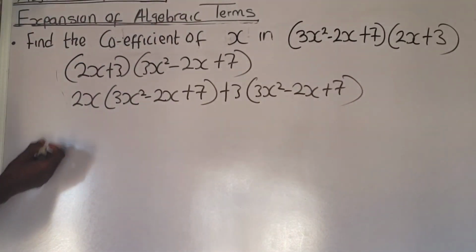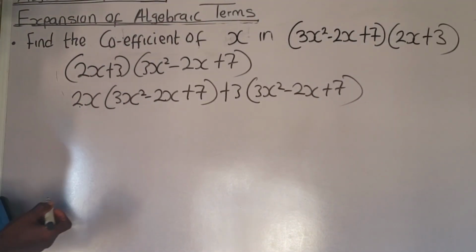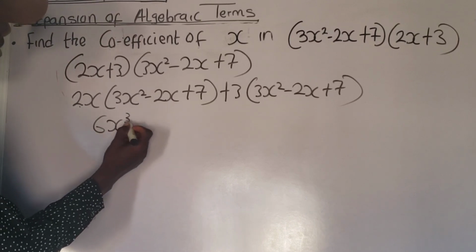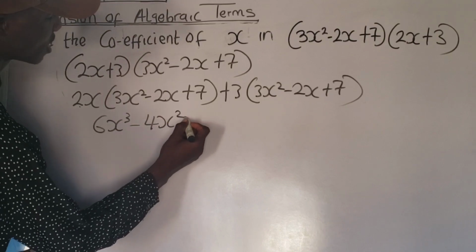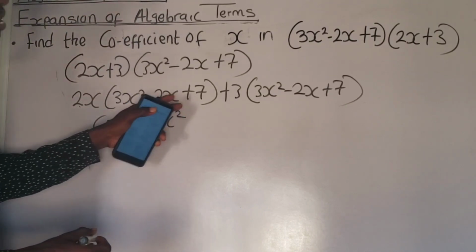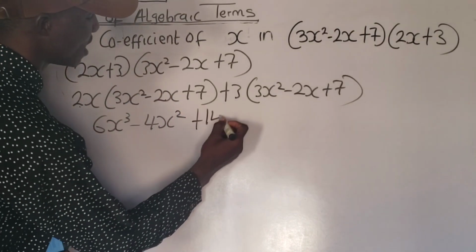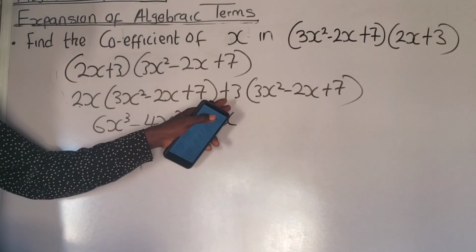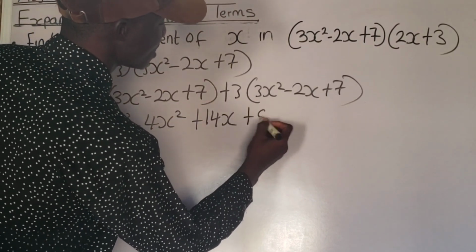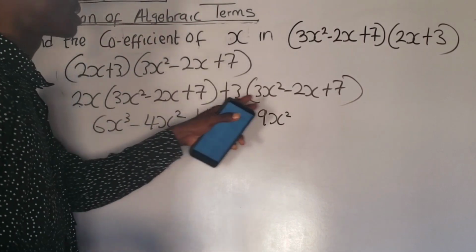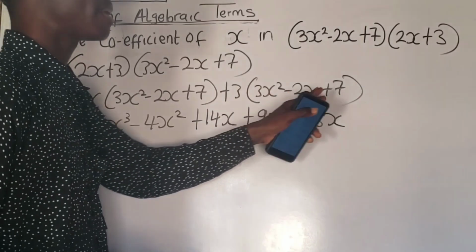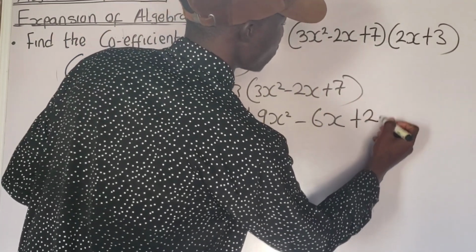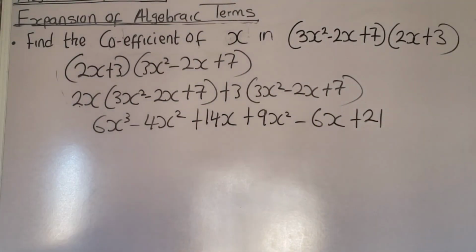Okay, now 2x multiplied by 3x squared, I'm going to have 6x raised to the power of 3. 2x multiplied by negative 2x, I'm going to have negative 4x squared. 2x multiplied by positive 7, I'm going to have positive 14x. Then plus 3 multiplied by 3x squared, I'm going to have plus 9x squared. Then plus 3 multiplied by negative 2x, I'm going to have negative 6x. Then plus 3 multiplied by plus 7, I'm going to have positive 21. Do you understand? Okay. Now, let us see if you can collect like terms.